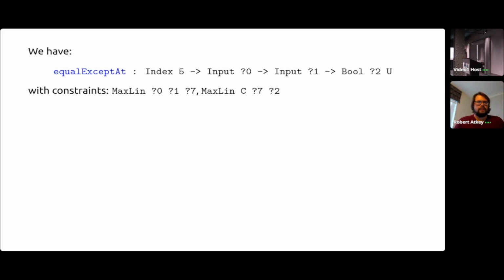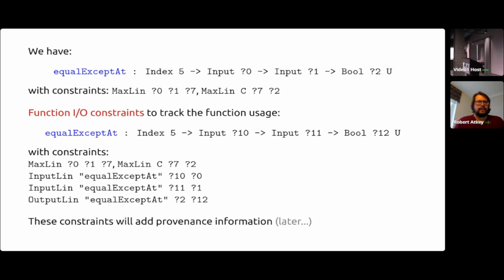So what we do, again, we've got this type with these constraints. And then we add extra kind of odd constraints that include the function name, and in fact, actually kind of source locations and things that tell us how the annotations which appear in the top level type relate to the ones coming from inside the function. And these constraints will add provenance information to the linearity and polarity annotations that we used in error messages.